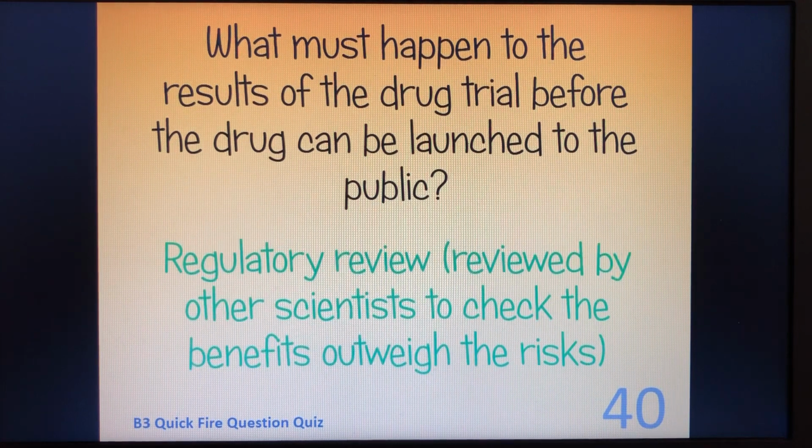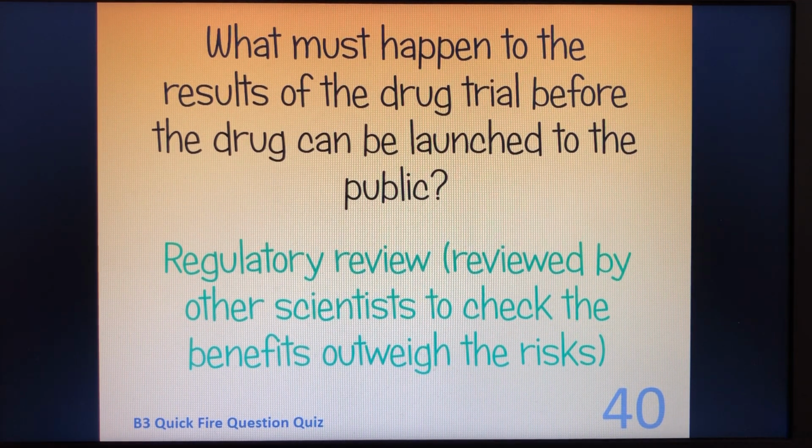And the answer is regulatory review, a hard word to say. It's reviewed by other scientists to check the benefits outweigh the risks. Okay, so there will be side effects, and we need to make sure that those side effects are worthwhile having for the benefit that the drug is going to give. Okay, benefits must outweigh the risks.